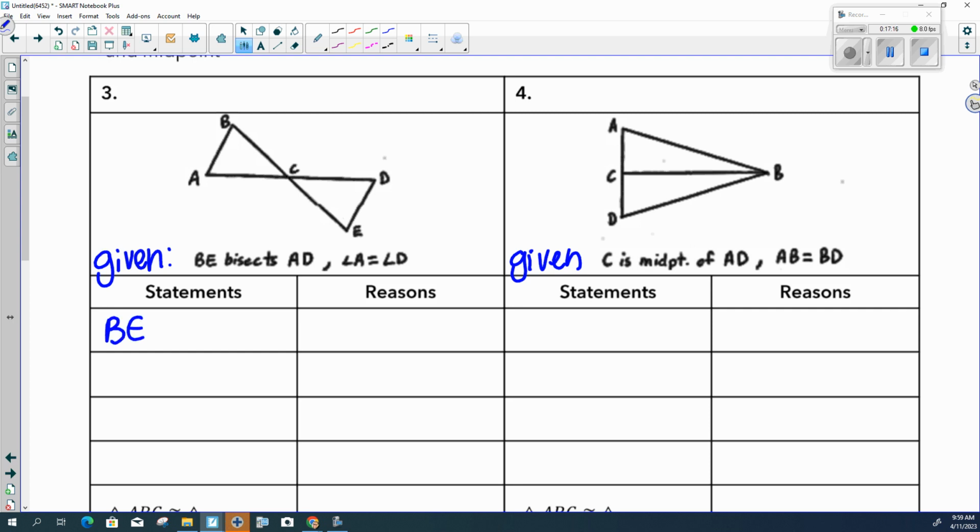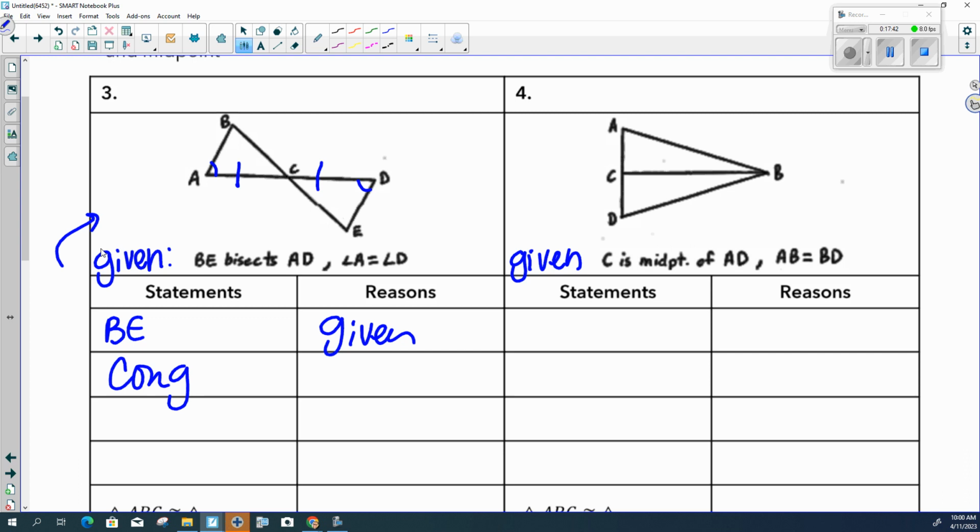BE bisects AD, given. Blah, blah, blah, given. Please then immediately go and draw them on the picture. It's going to be hard to know if you're side angle side if your picture is still empty at the end. So let's see, BE bisects AD. Put my congruent statement, right?